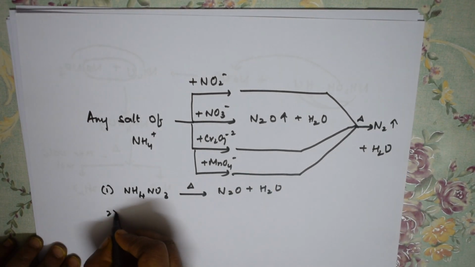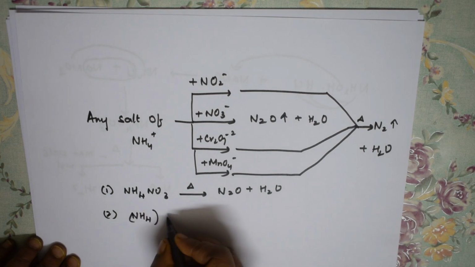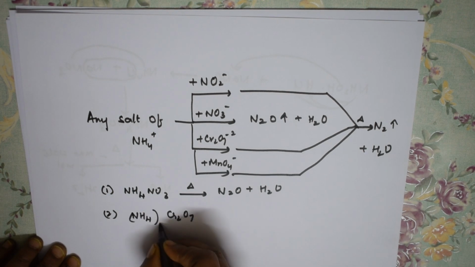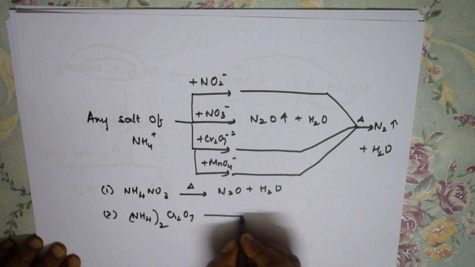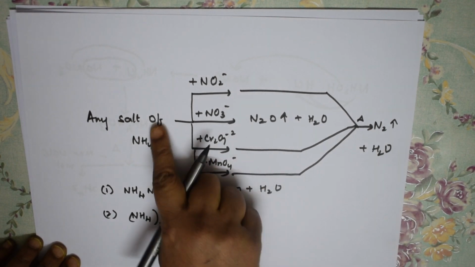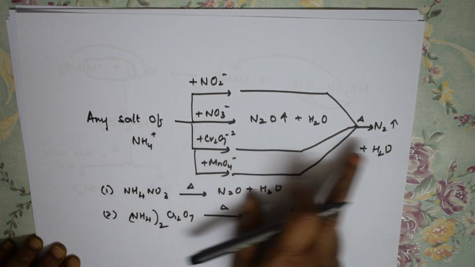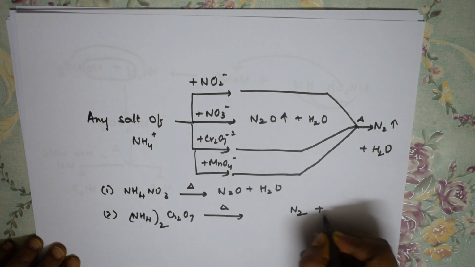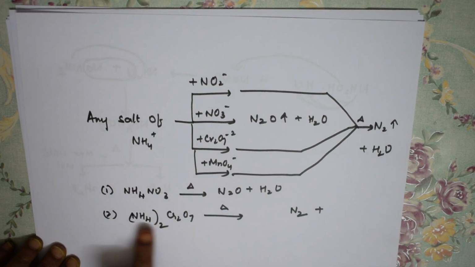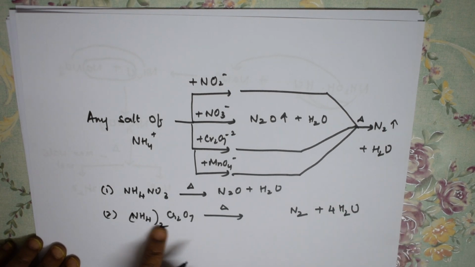Now let us take the next one. Ammonium dichromate, that is (NH4)2Cr2O7. When you're heating this, simple. First thing, what should you get? Nitrogen. Take out nitrogen. After this, water. How many waters are there? Hydrogens are 4 twos are 8, so I'll make 4 water molecules. Now check. 4 water molecules have come out, 2 nitrogens have come out.